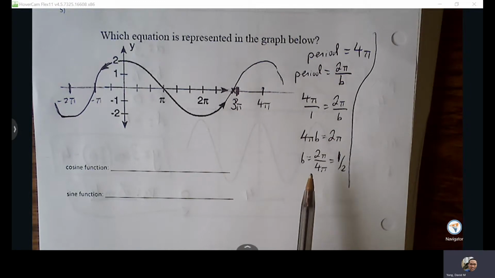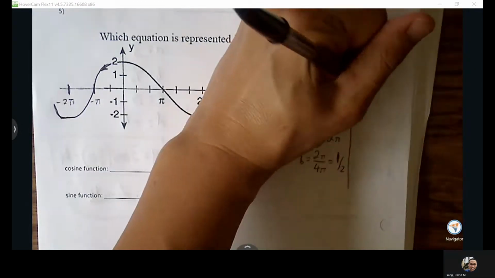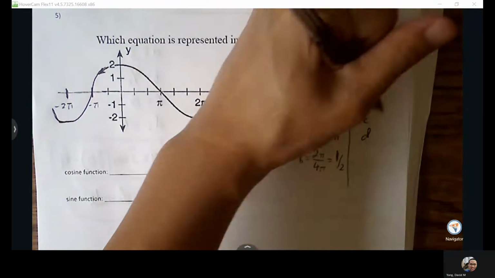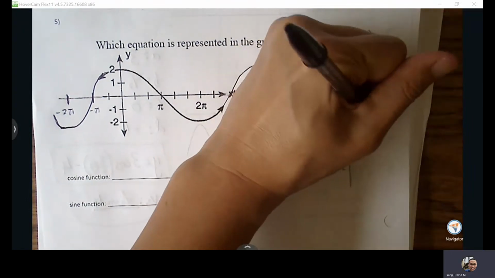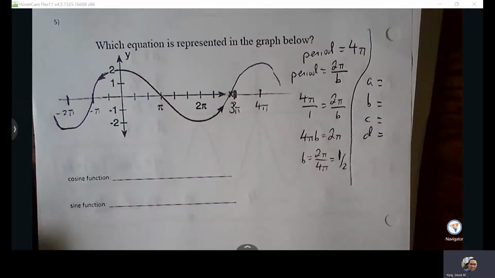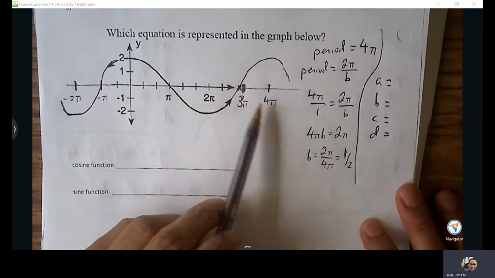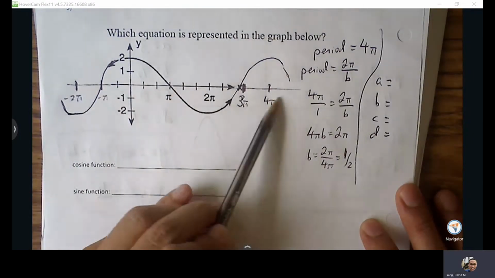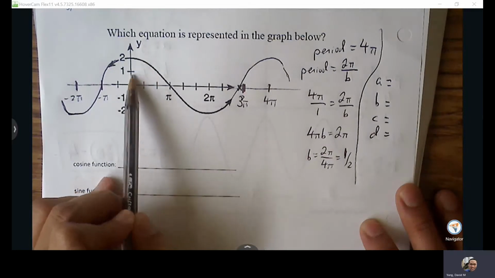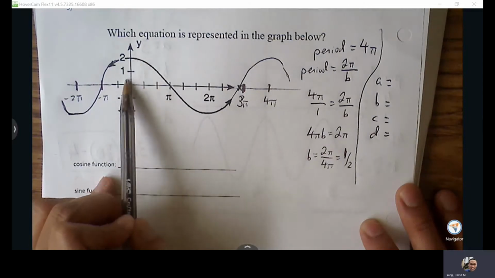Okay, b value is 1/2. So we're building our a through d values for cosine first. All right, what's the a value? 2, right? There's my center. My center is right at 0. I'm just counting from the center to the peak. That's a distance of 2.